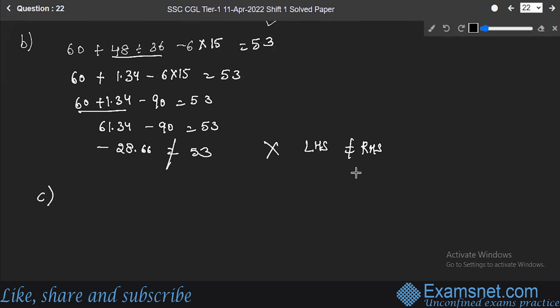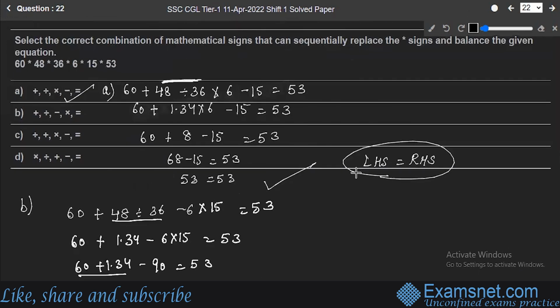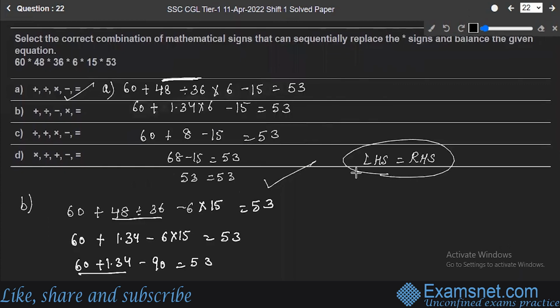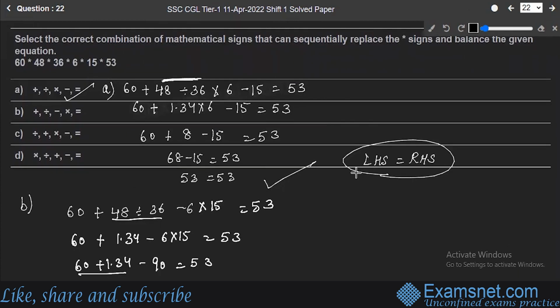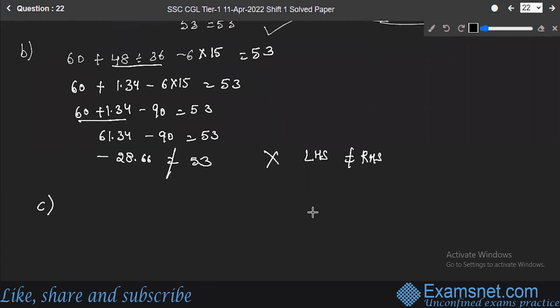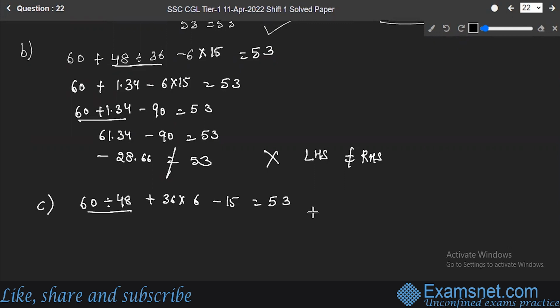So now you have to use the combination of divide, plus, multiply, minus and equal to. Let's fill it in. This will give you 60 divided by 48 plus 36 multiplied by 6 minus 15 is equal to 53. We'll be doing the division first. 1.25 plus 36 into 6 minus 15 is equal to 53.